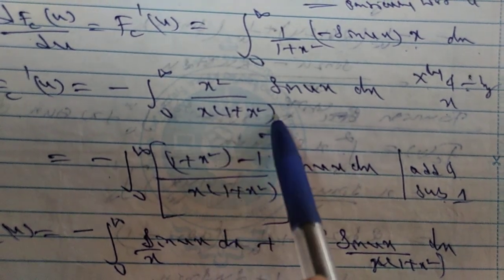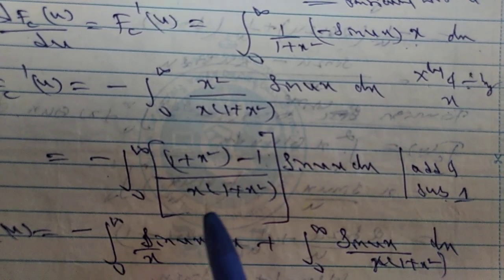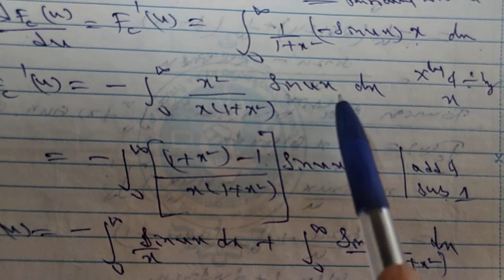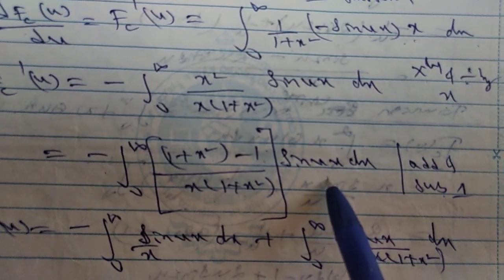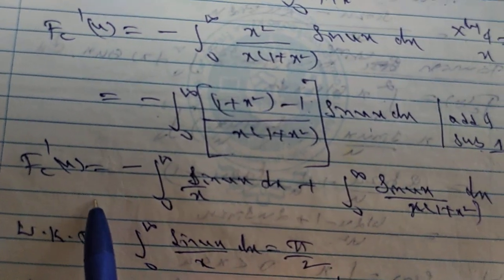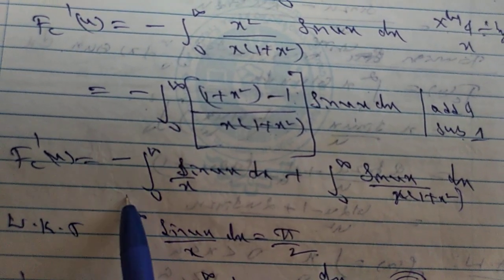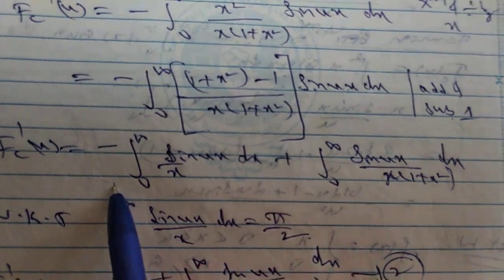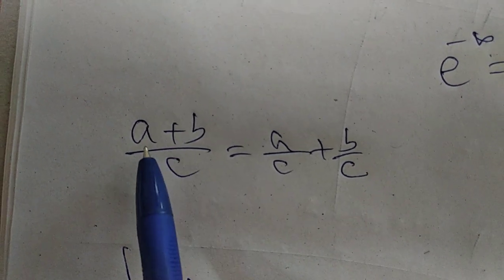Denominator, what is there? You have to write as it is: x into 1 plus x square. So into sin ux is there. You have to write sin ux. So now the left hand side you have to write as it is. Right hand side minus. So here now you have to see.